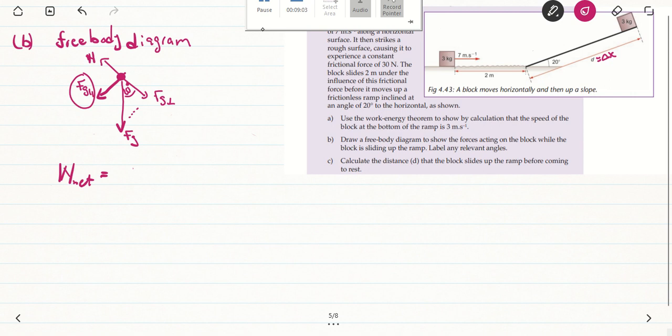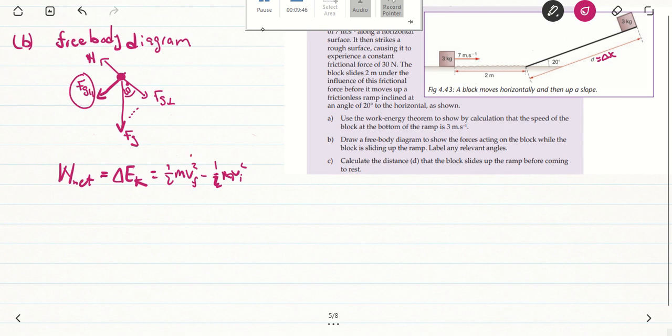we only need to account for the work done by Fg parallel, because that is the net work done essentially. So W net is equal to delta Ek, right? Okay, and of course delta Ek is equal to 1 over 2 mv squared final minus 1 over 2 mv squared initial. And remember, this part that I'm writing here should be written below delta Ek, because you write the formula alone first to show that you are now going to be using the work energy theorem.